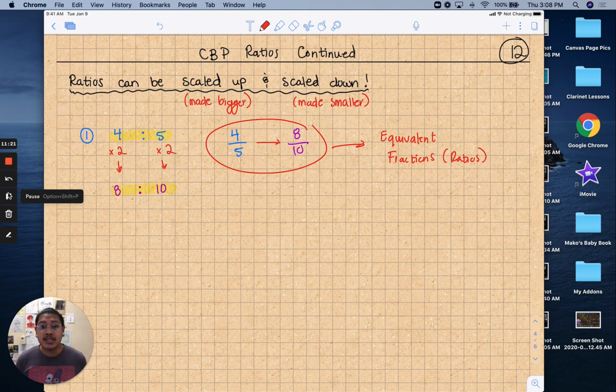Let's take a look at when we scale a ratio down. All right, take a look at this next example. So I started with this ratio of 10 to 5, and I scaled it down. I made it appear smaller, or at least the numbers got smaller. My new ratio is now 2 to 1. I want you to think about what could I have done to both numbers in order to get to 10 and 5. What could I have done to 10 and 5 to change them into 2 and 1? Think about that for a second.